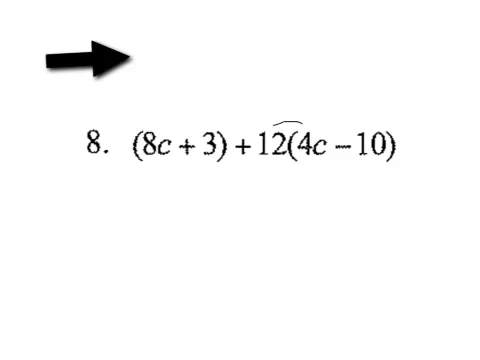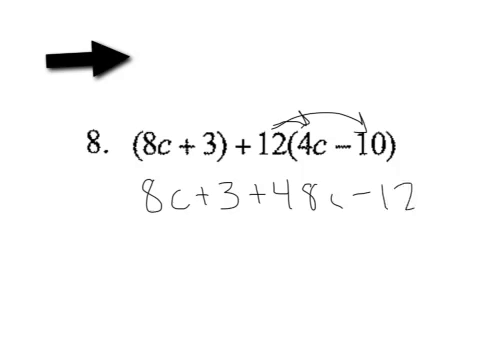All right, number 8, we have some distributing. So the left is still 8c plus 3 plus 48c minus 120. So 8c plus 48c is 56c. And then a positive 3 and a negative 120 would combine for a negative 117.